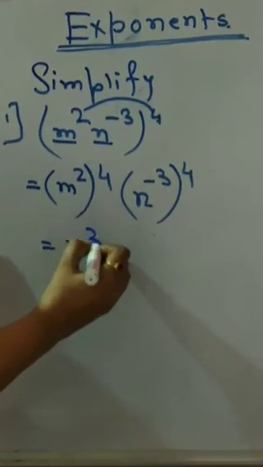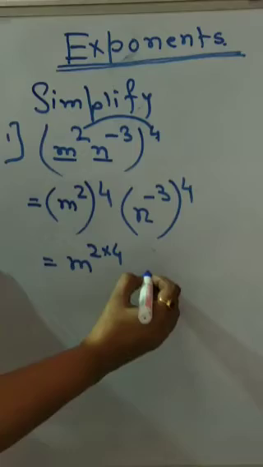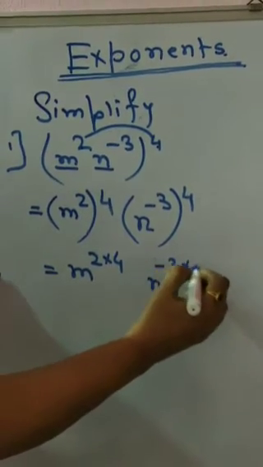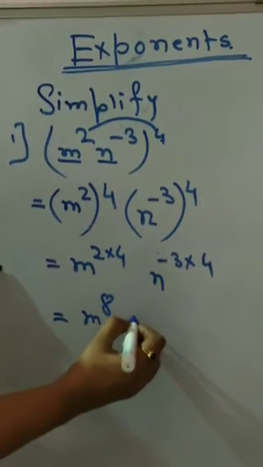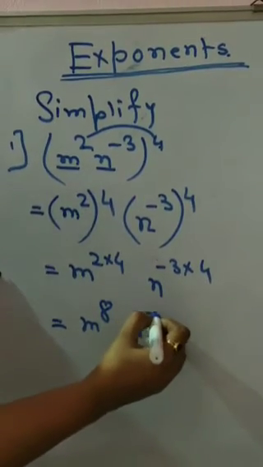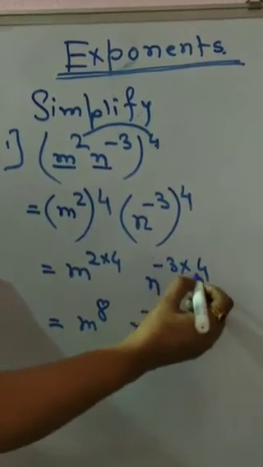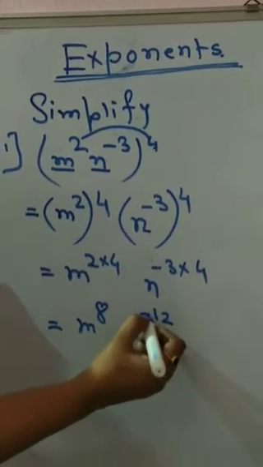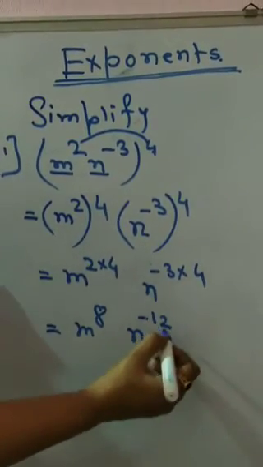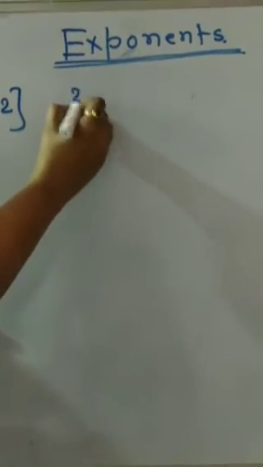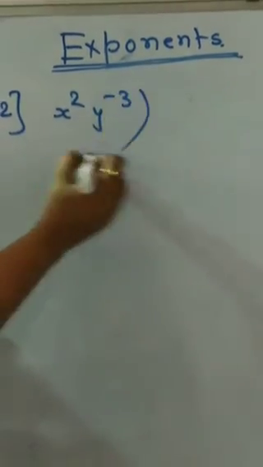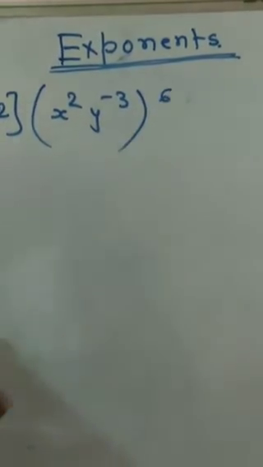m raised to 2 into 4, n raised to minus 3 into 4. Therefore it is equal to m raised to 8, n raised to minus 12. Minus 3 into 4: minus into plus is minus, and 3 into 4 is 12. This is the answer. Second one is (x^2 y^-3)^6.